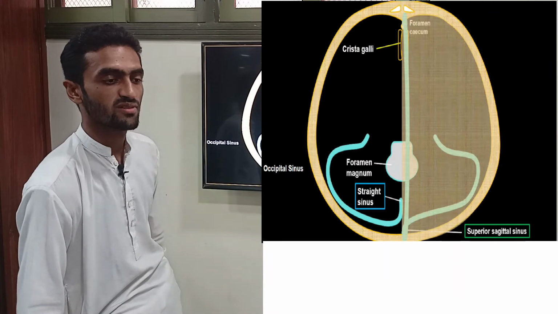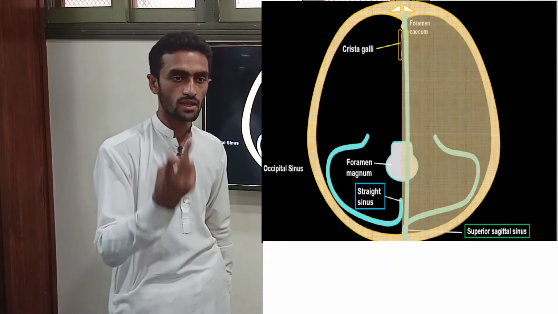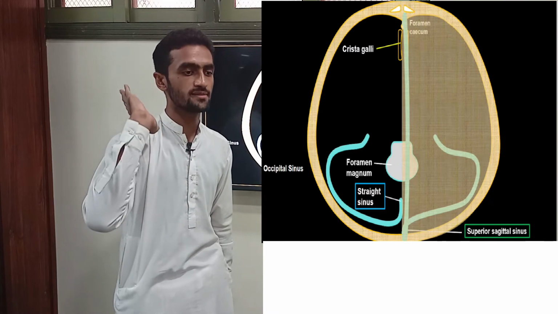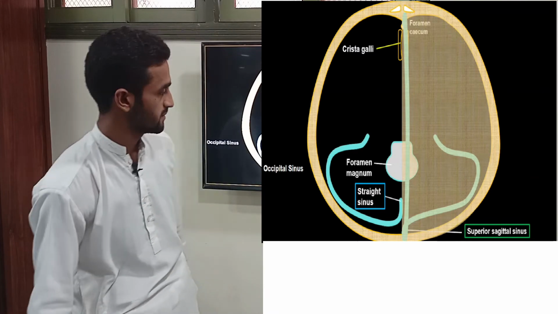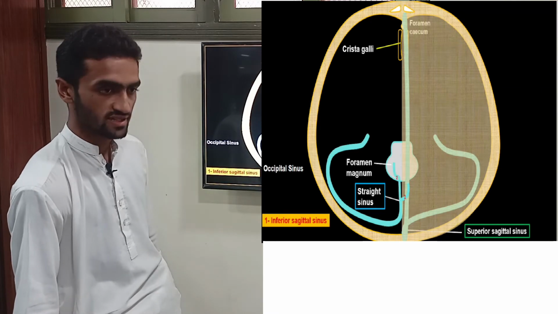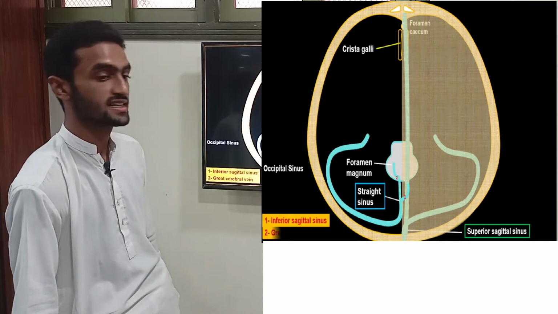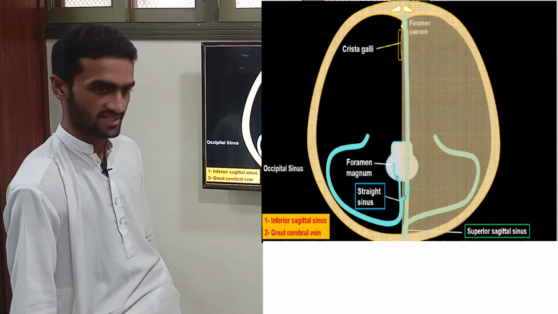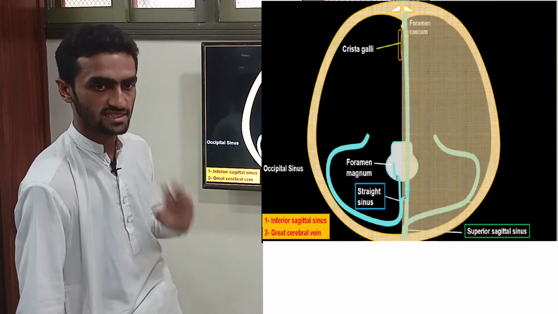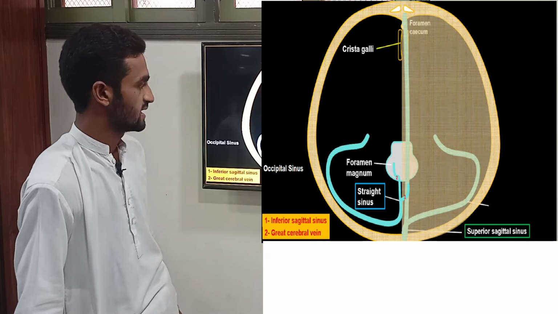So this is how the formation of the straight sinus occurs, by two parts. One is the inferior sagittal sinus, the other is the great cerebral vein. These two are forming the straight sinus. Number 2 is the great cerebral vein, while number 1 is the inferior sagittal sinus.